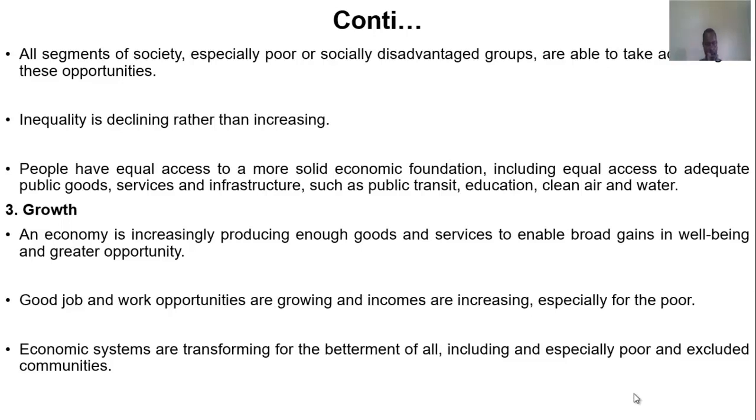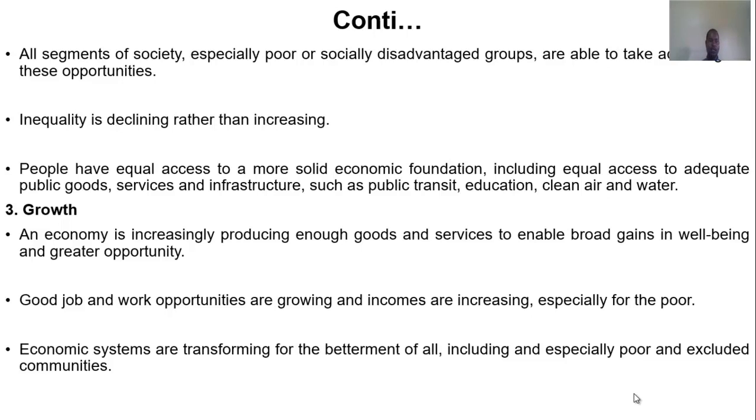Okay, the gap between the poor and the rich sections of the society should converge, should get narrower and narrower from time to time. People have equal access to a more solid economic foundation, including equal access to public goods, services, and infrastructure such as public transit, education, clean air, and water. Another characteristic of inclusive development is equity.